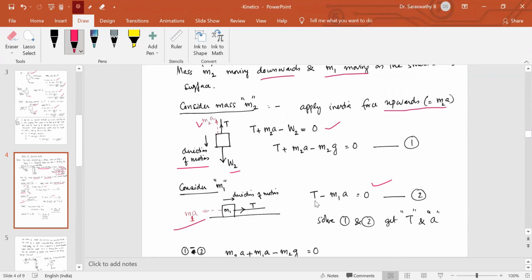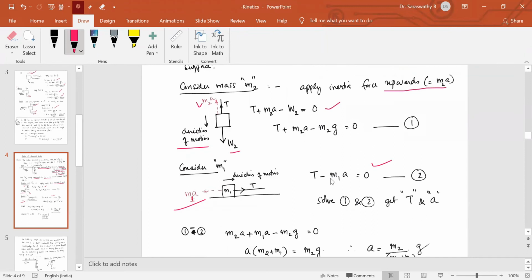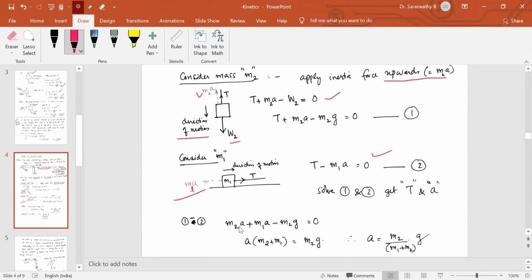There is T here, T here. M1, M2 are the known masses. So solving 1 and 2, we'll get T as well as A. Here 1 minus 2 I have done: first equation minus second equation. T gets cancelled. M2A plus M1A minus M2G equals 0, or (M1 plus M2) into A is equal to M2G, or A is equal to M2 divided by (M1 plus M2) into G.